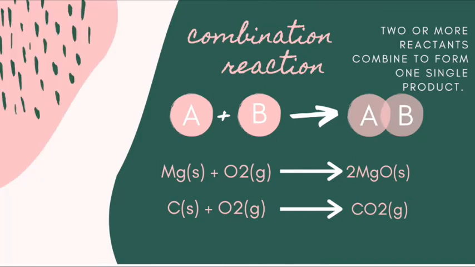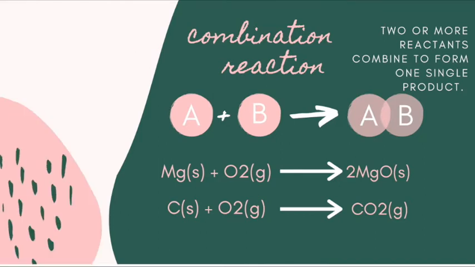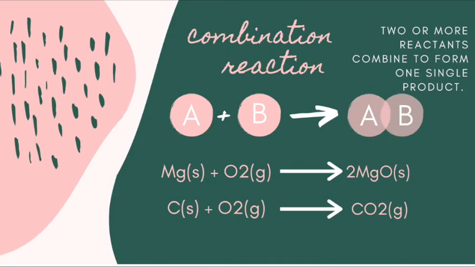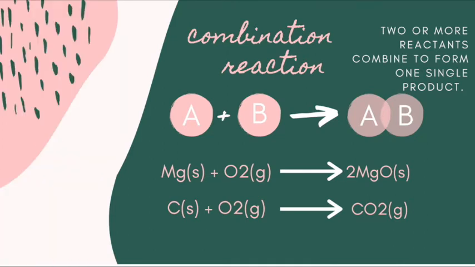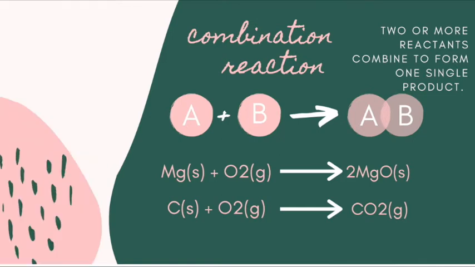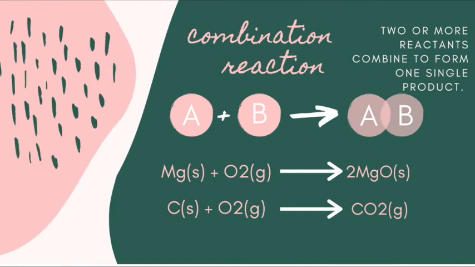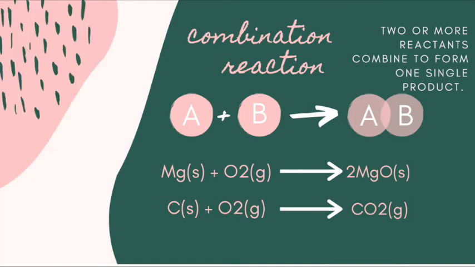I have given a little representation here. Suppose A is one element and B is another element. These two elements combine, as the name itself suggests, and give out a single product, which in our case is AB. I have given two examples below.